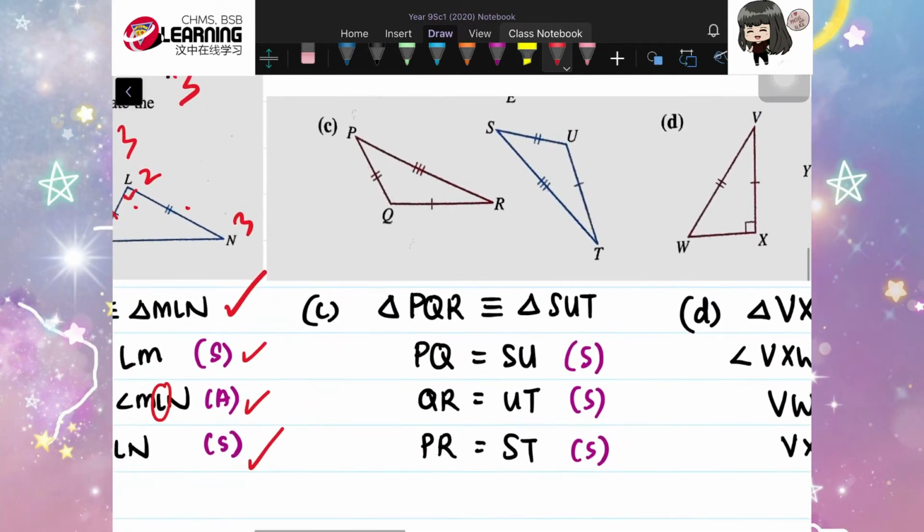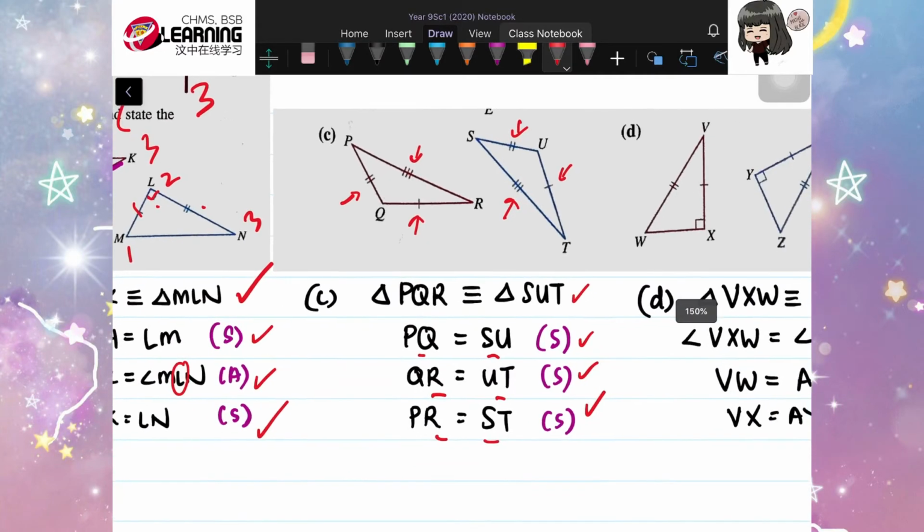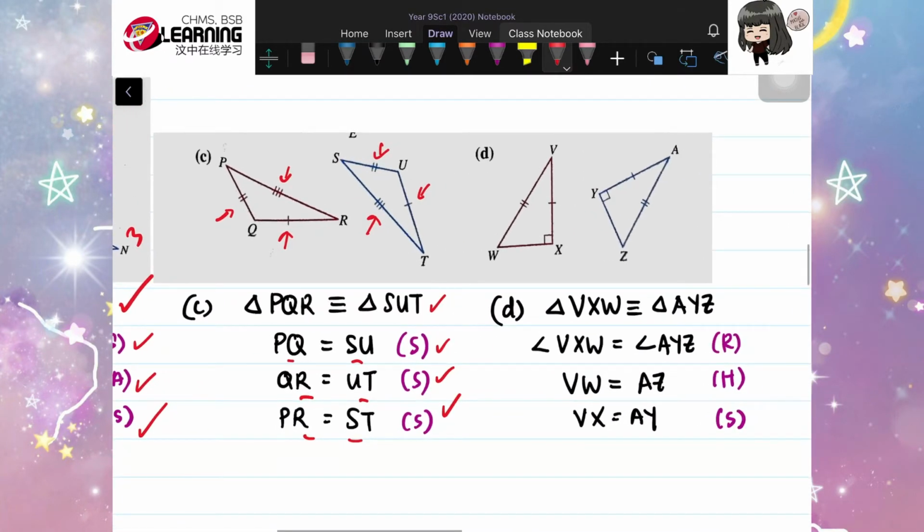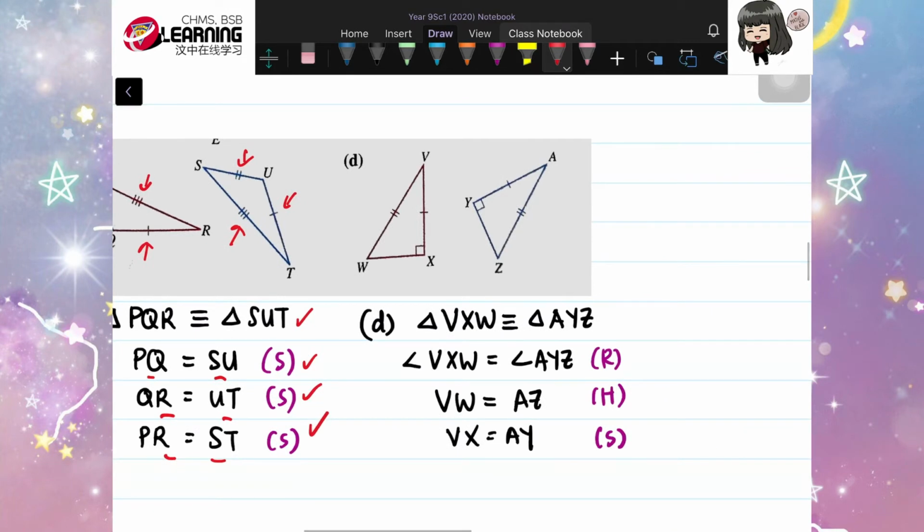Right, part C. You see they give you three sides. Given three sides, so this one is side, side, side, because side, side, side can confirm that they are congruent. So triangle PQR is congruent to triangle SUT. And then the sides here, just check it out: PQ equals SU, QR equals UT, and PR equals ST. Please tick.